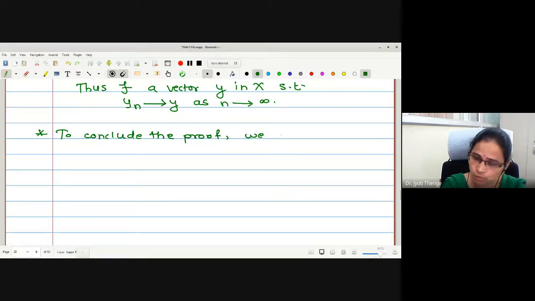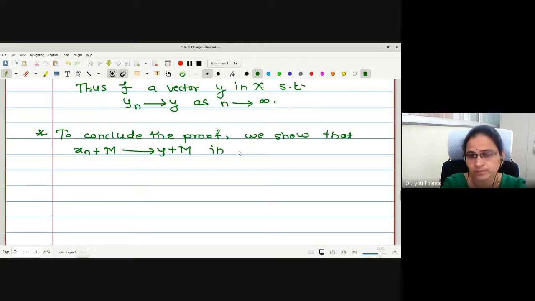We show that xn plus m converges to y plus m in X by M. Okay, how can I show this is convergent? Both are elements in X by M. In X by M, the norm 1 is working. Therefore, I will take the subtraction of these two elements under the norm, and I will either show this is less than epsilon by its law or it will tend to 0.